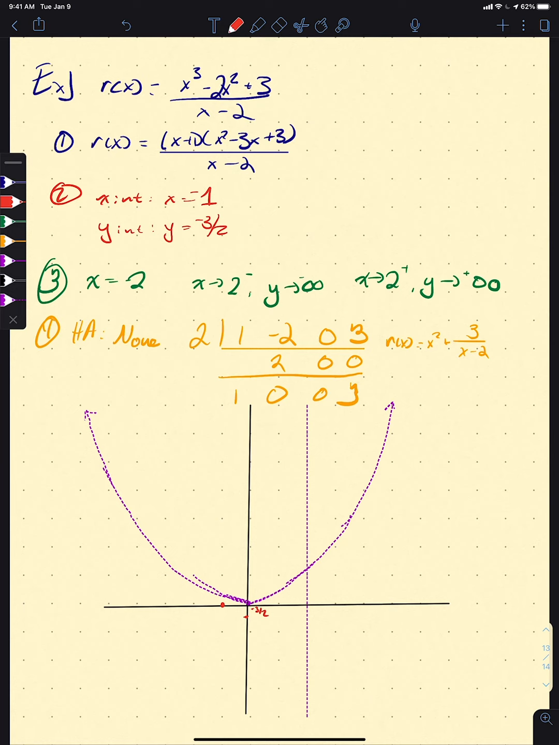We know that as we go to 2 from the left, we're going to negative infinity. As we go to 2 from the right, we're going to positive infinity. And so we'll say my graph is going to look something like this. It's going to follow my end behavior asymptote, but then as it gets closer, it might stray a little bit. We know it needs to pass through this point and this point and go down. Then here it's going to do something like that. Okay, and this is our graph of r of x.